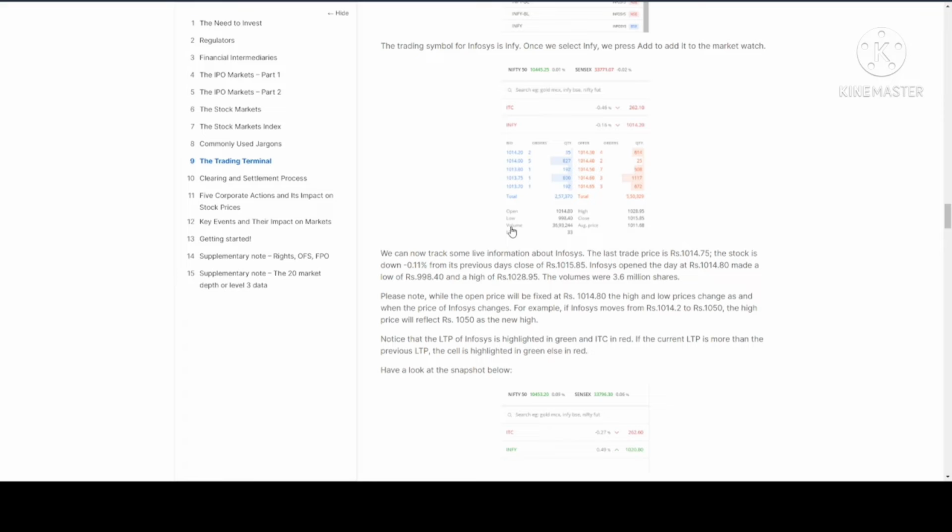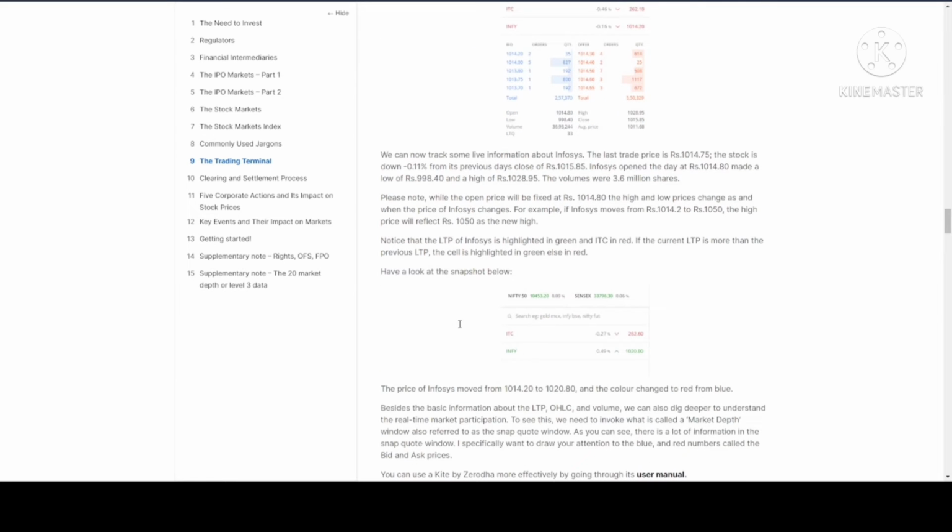Please note, while the open price will be fixed at rupees this, the high and low price change as and when the price of Infosys changes. For example, if Infosys moves from this to this, the high price will reflect rupees this as the new high.